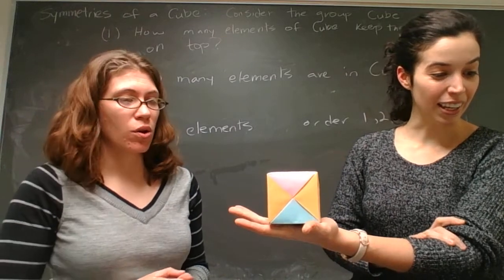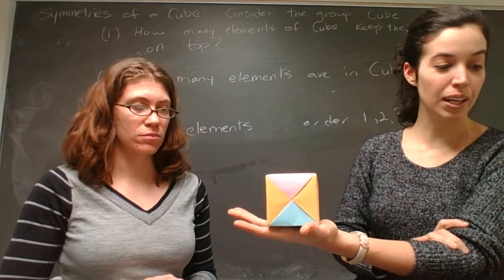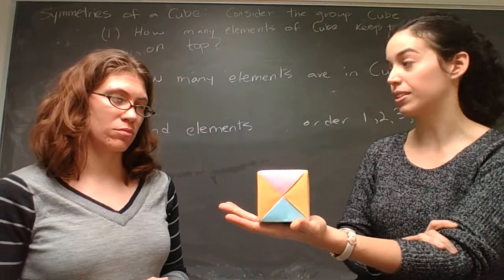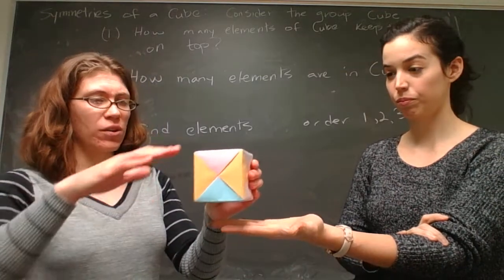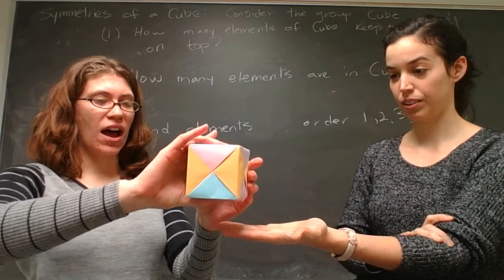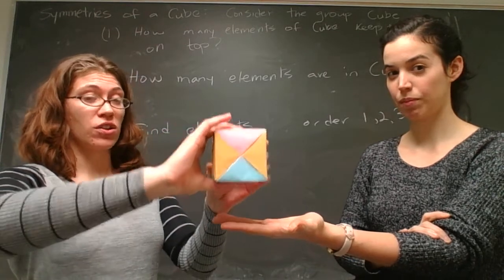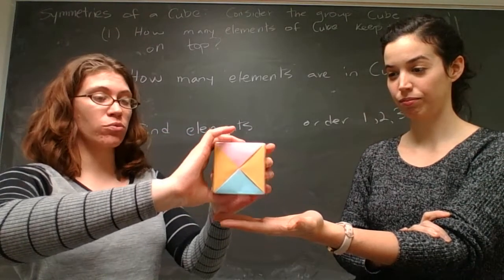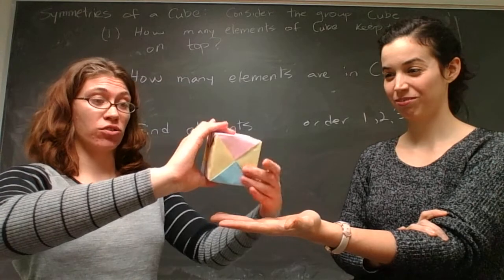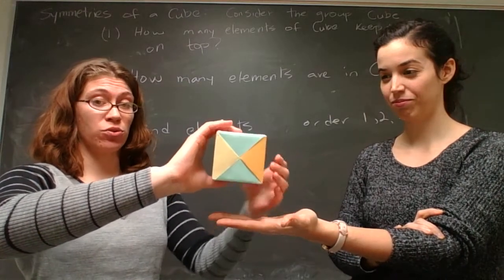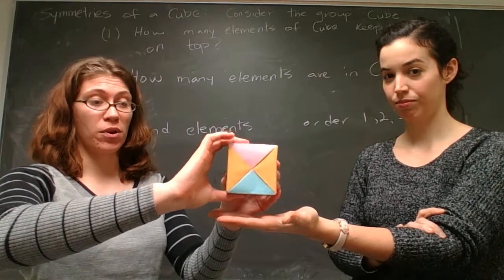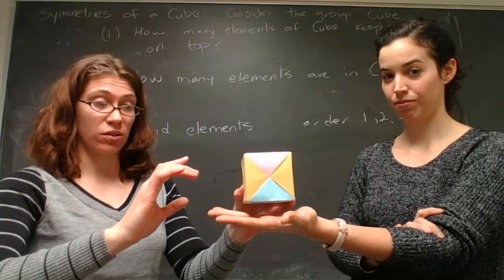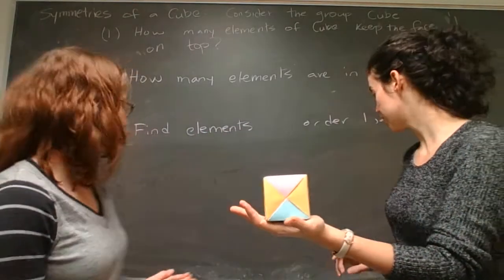Great. Okay, so first question. How many elements are there in cube that keep the top face on top? Okay, so if I want to keep the top face on top, I can imagine first not doing anything, or rotating by 90 degrees, by 180 degrees, or by 270 degrees to bring the cube back to where it started. Okay, so that's 4.